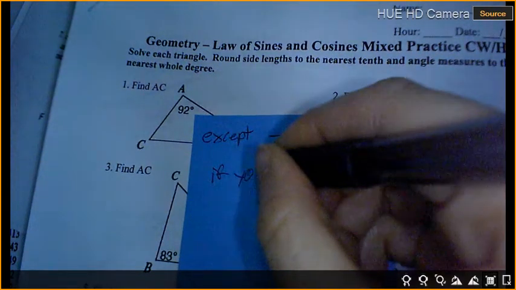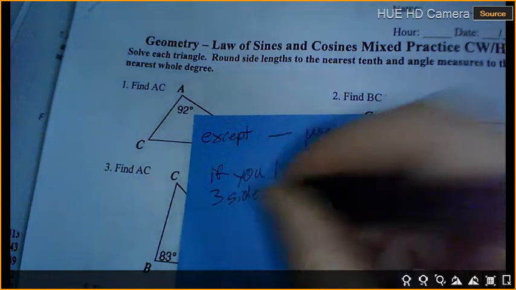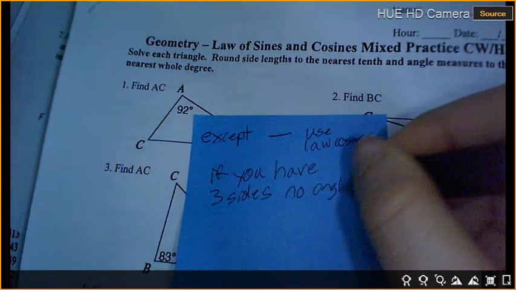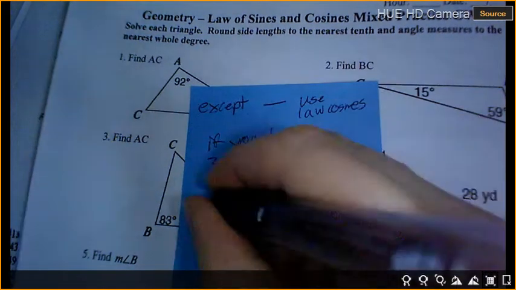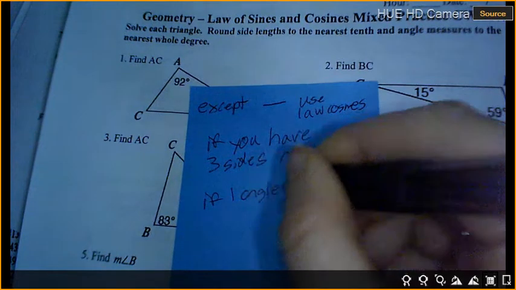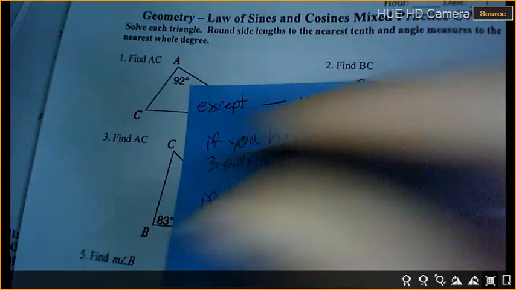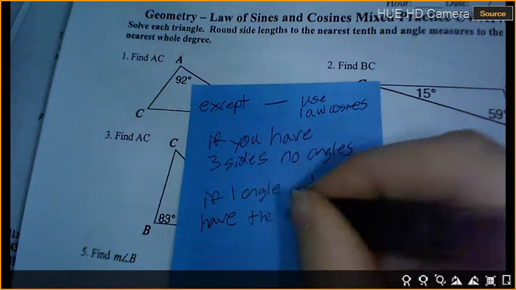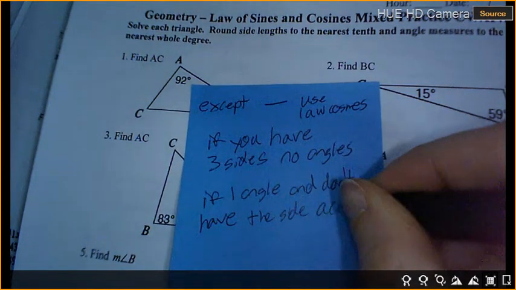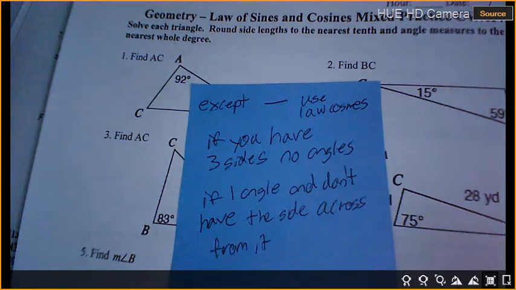If you have 3 sides, no angles. So if you have 3 sides and no angles, you have to use law of cosines. If you have 1 angle and do not have the side across from it, you got to use law of cosines. Otherwise, you can use law of sines for everything.